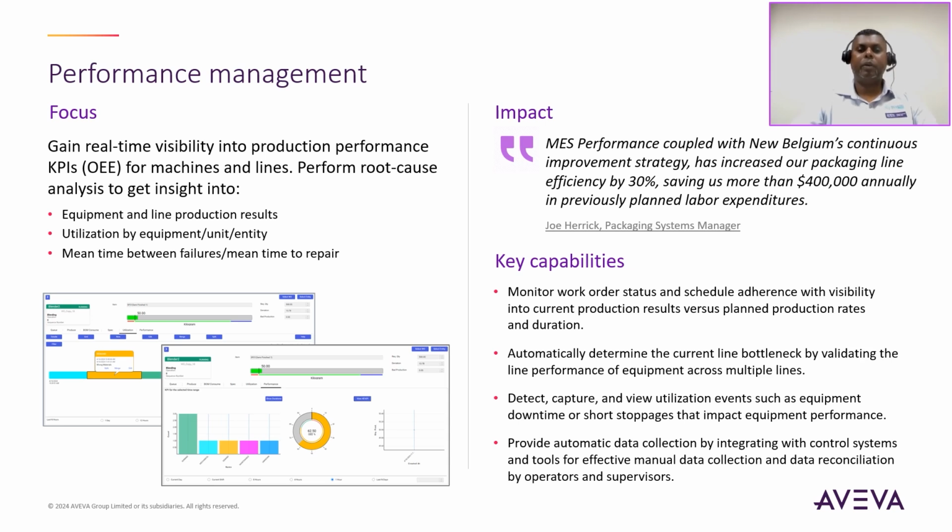The real-time tracking of work order and production execution can categorize unplanned downtime separately from planned downtime, such as product changeover, cleaning, or scheduled equipment maintenance.